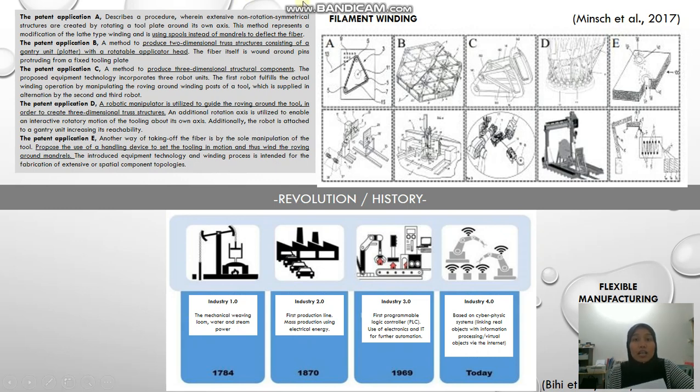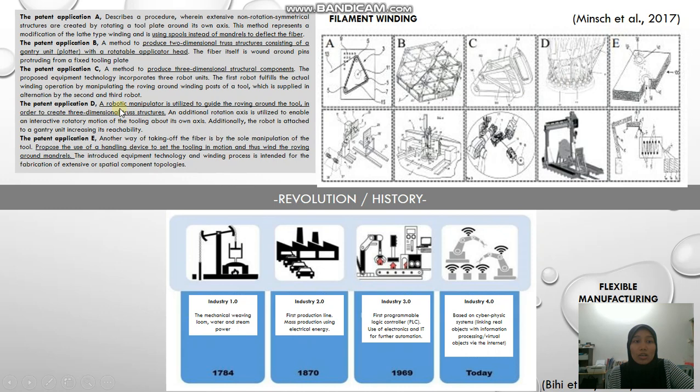First is the filament winding. As you can see here is the pattern application A, which is using the spools instead of mandrels to deflect the fiber. And then next is application B, which produces two-dimensional truss structures consisting of a gantry unit, which is a plotter, with a rotatable applicator head. And also next is pattern C, to produce three-dimensional structural components.